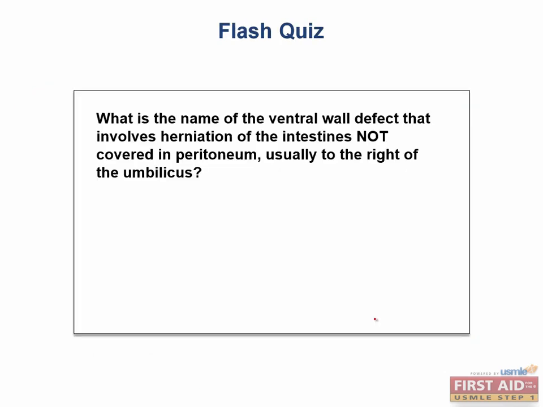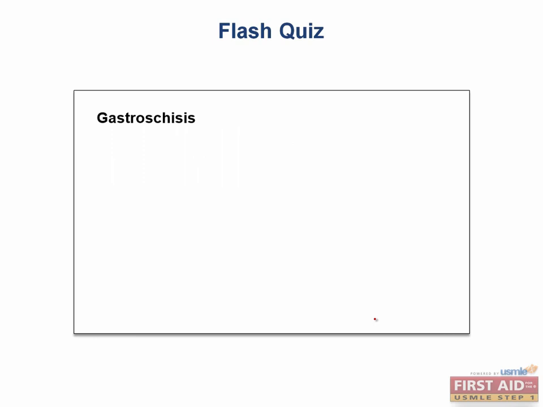Alright, first question of the day. What is the name of the ventral wall defect that involves herniation of the intestines not covered in peritoneum, usually to the right of the umbilicus? The answer, my friends, is gastroschisis. And always remember, compare this to omphalocele, which is a protrusion of the intestines through the umbilical ring, not to the right, which is covered in peritoneum.